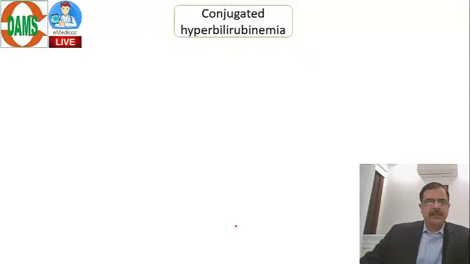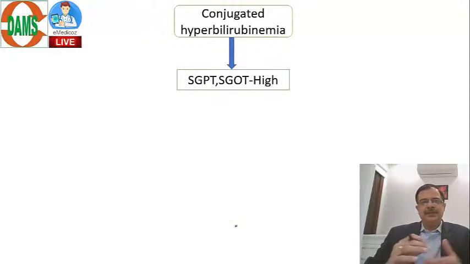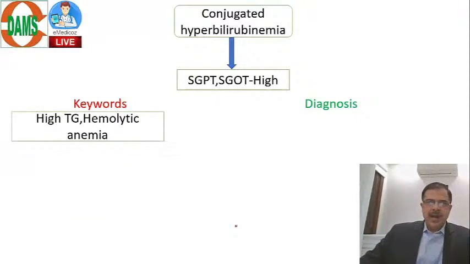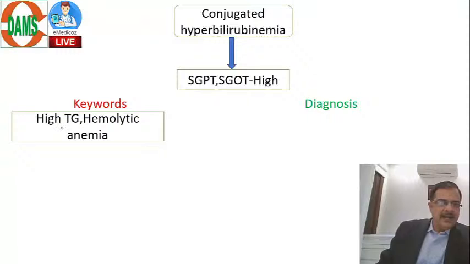Now, next one: conjugated high bilirubin is there, and the patient has SGPT and SGOT elevated. Again, it is a case of inflammatory response or hepatitis. Now, keywords and diagnosis. Let me see who can give me the correct answer first. Conjugated hyperbilirubinemia, SGPT, SGOT are high. Keyword: high triglyceride level, hemolytic anemia is there. What is our diagnosis?